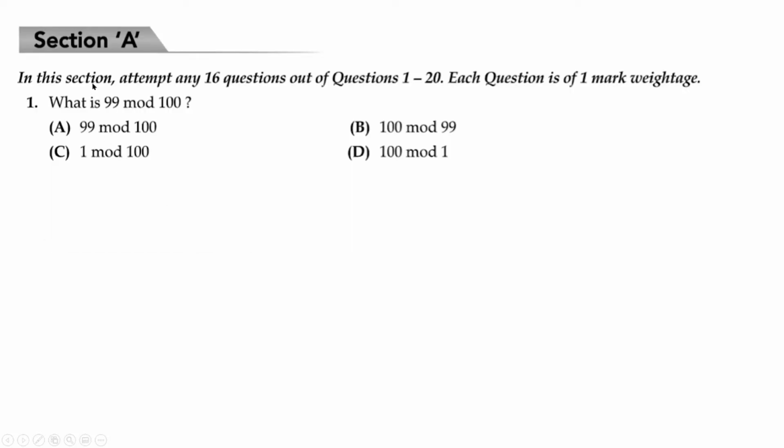First we have section A. In this section, attempt any 16 questions out of questions 1 to 20. Each question is of 1 mark weightage. First question, what is 99 mod 100? We have the various options. Here 99 mod 100 is 99 only, and it is not any other value. So the correct option is option A.